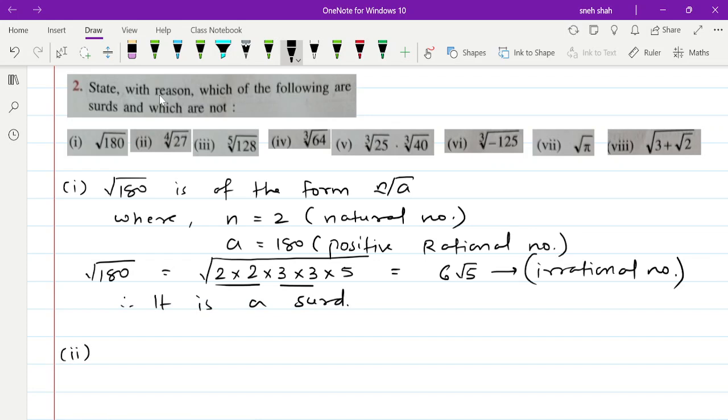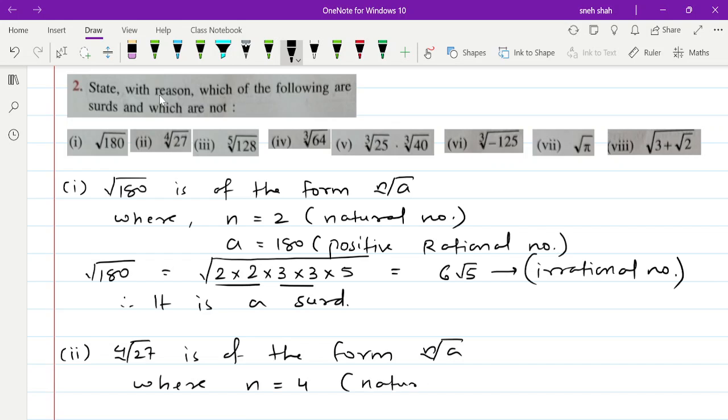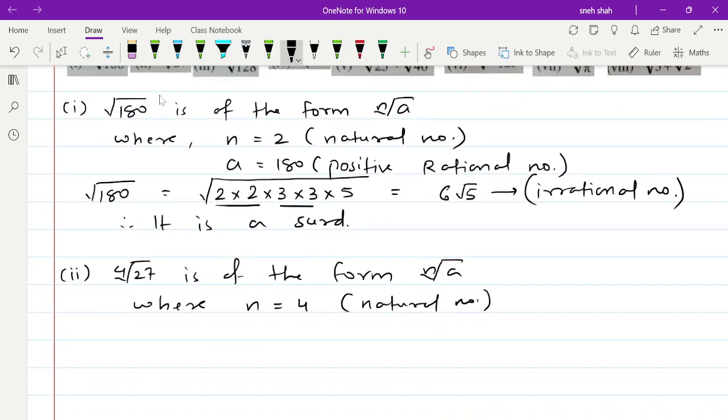For the second sub question, the given number is the fourth root of 27, which is also of the form nth root of a, where n is equal to 4. That is, it is the fourth root. So the order is 4, n is 4, which is a natural number. So the first criteria is fulfilled. Also, a here is 27, which is a positive rational number.